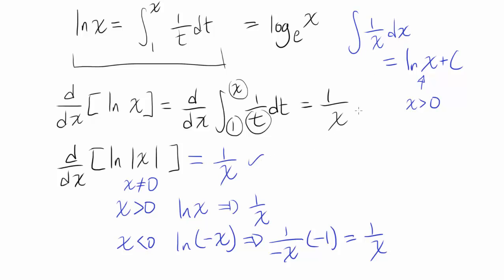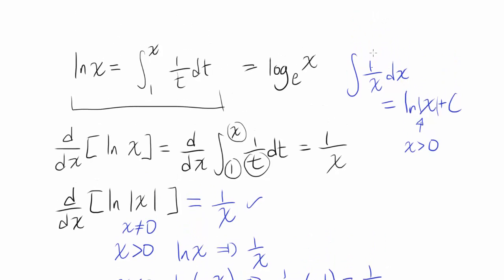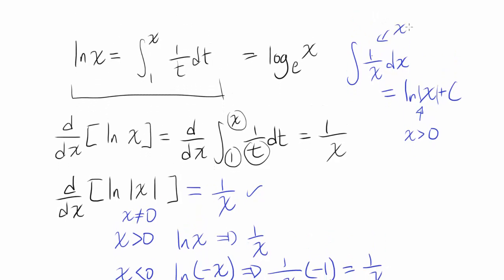And we can say that the integral of 1 over x dx is natural log of absolute value of x plus c. So we can include more points in our domain. And as you realize, 1 over x is defined for every x not equal to 0. Natural log of absolute value of x is defined for all x not equal to 0. So the domain of the antiderivative and the original function are the same, which is nice.